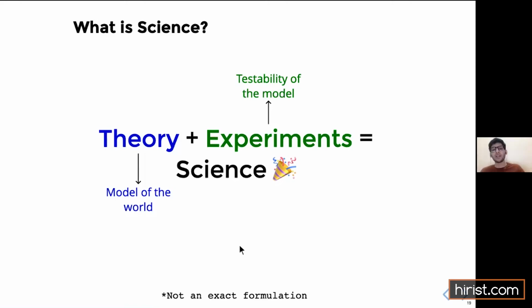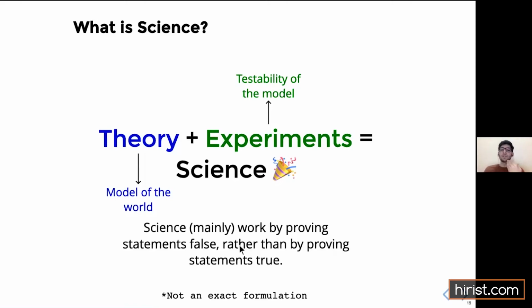And again, like I said, not an exact formulation. So you can say in short that science mainly works by proving statements false, by finding a counterexample at times. For example, if the model of gravity is not predicting something correctly in one instance.